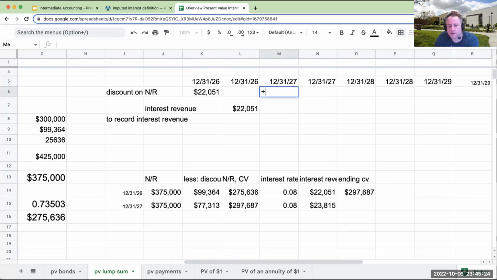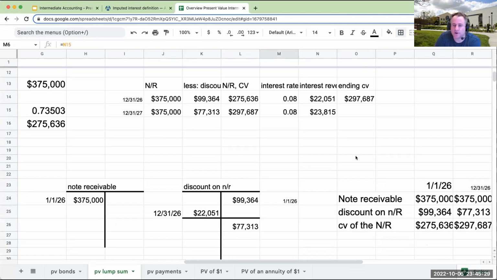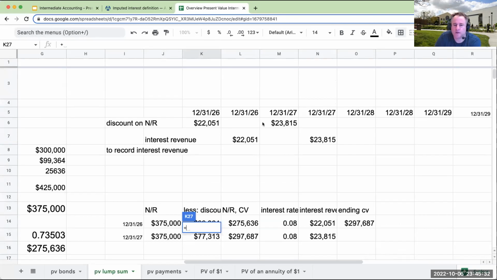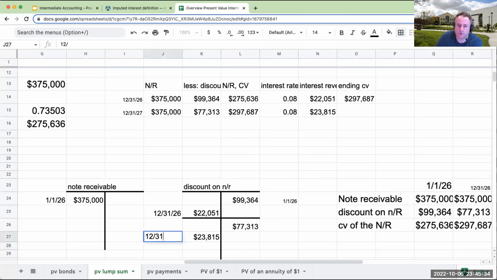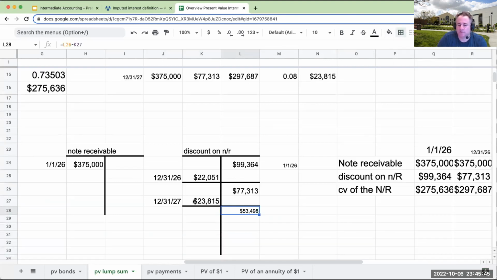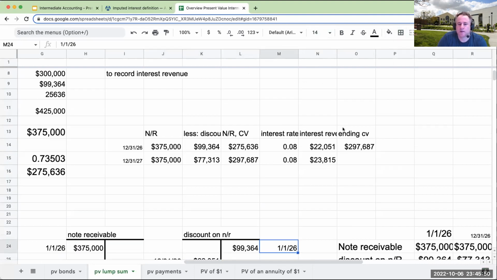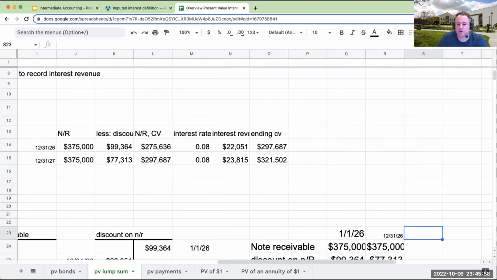So right over here, interest revenue, $23,815. I've debited the discount on notes receivable for $23,815 on 12/31/27. So that means my ending balance in my discount on notes receivable is now going to be $53,498. Okay, so my ending carrying value, take the beginning, just add in the interest, and now I'm at $321,502. Let's take a look at our balance sheet.